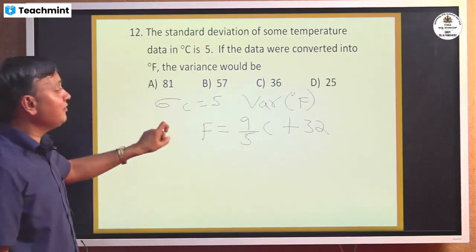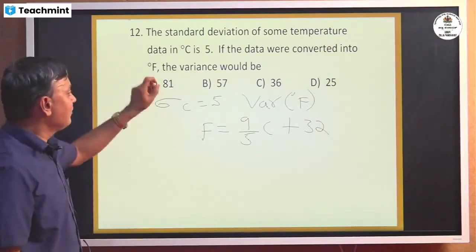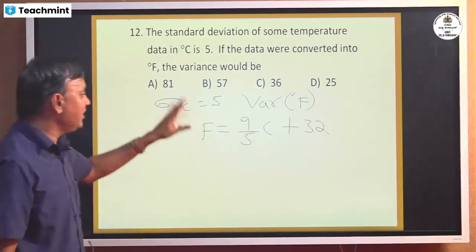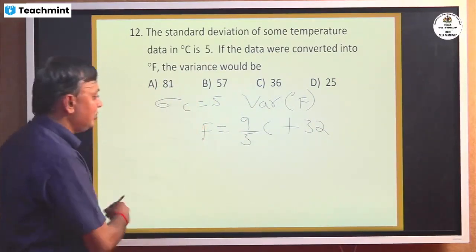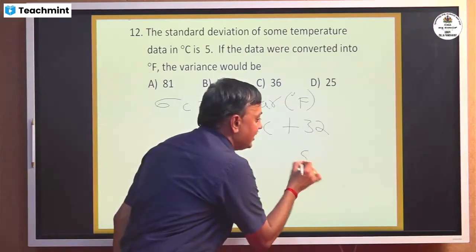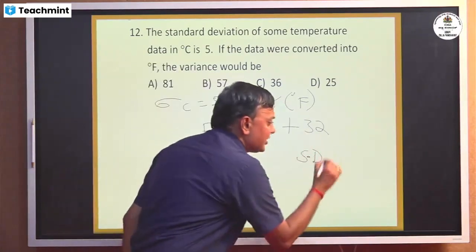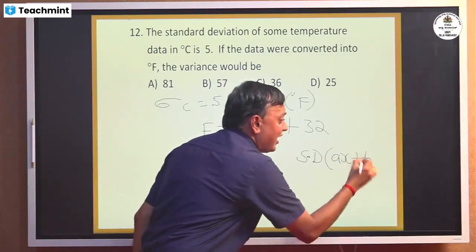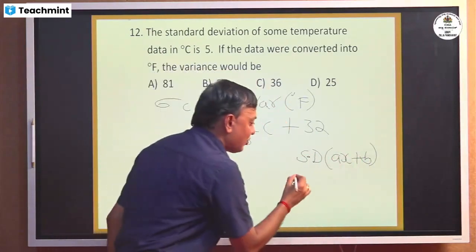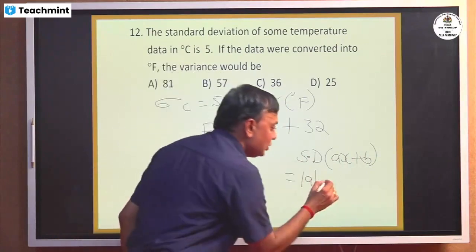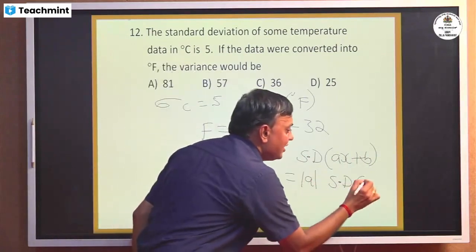First we want variance. Before finding variance, first find the standard deviation of Fahrenheit. So what does the standard deviation of Fahrenheit become? You should know this formula. Either standard deviation or variance: the standard deviation of ax plus b, where a and b are constants, is equal to modulus of a, meaning the positive value of a, into the standard deviation of x.